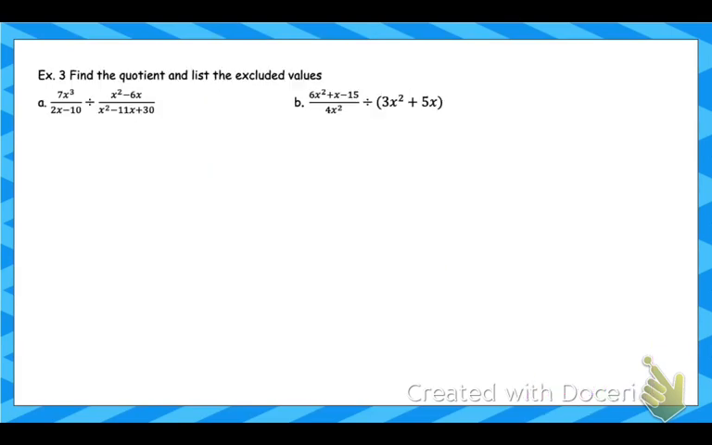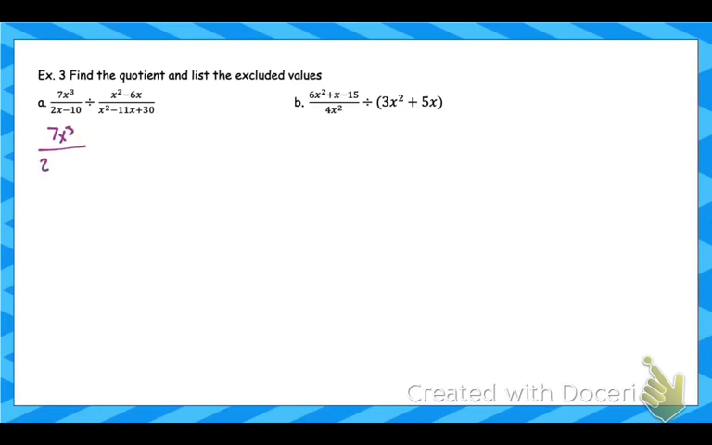All right, so now we're going to look at division. With division, guys, it's very, very similar. You just got to be careful with your excluded values, first of all. And second of all, remember to flip the second and multiply. But again, first thing I'm going to do is I'm going to factor. Factor top, factor bottom.